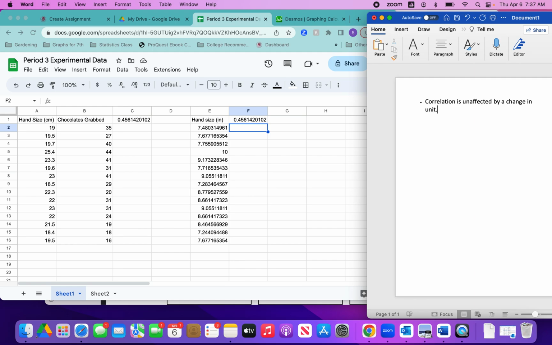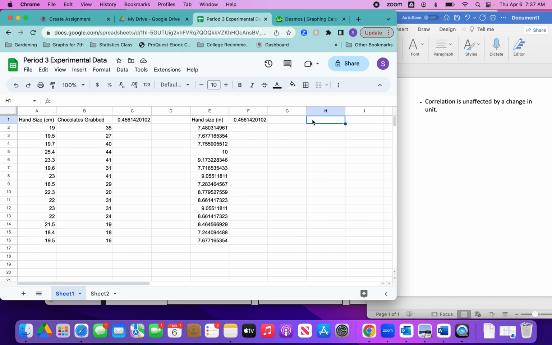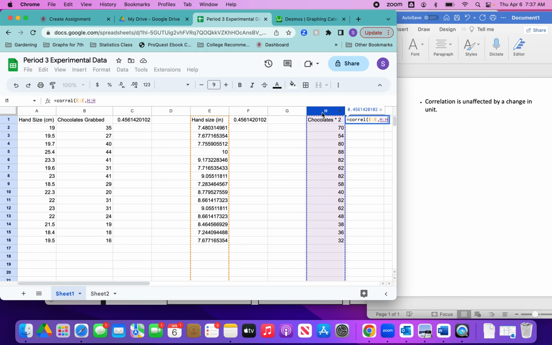You can come up with another example if you wanted to. If we decided, all right, fine, I'm going to double the number of chocolates, so I'm just going to do chocolates times 2. For some reason, I don't know why we would do this, but still, equals, we take that, double it, and copy and paste this whole thing, which you can do just by grabbing that corner. You get all those, check that they are double their respective rows, and we're going to do correlation between columns E and H. So we'll do column E, comma, column H.